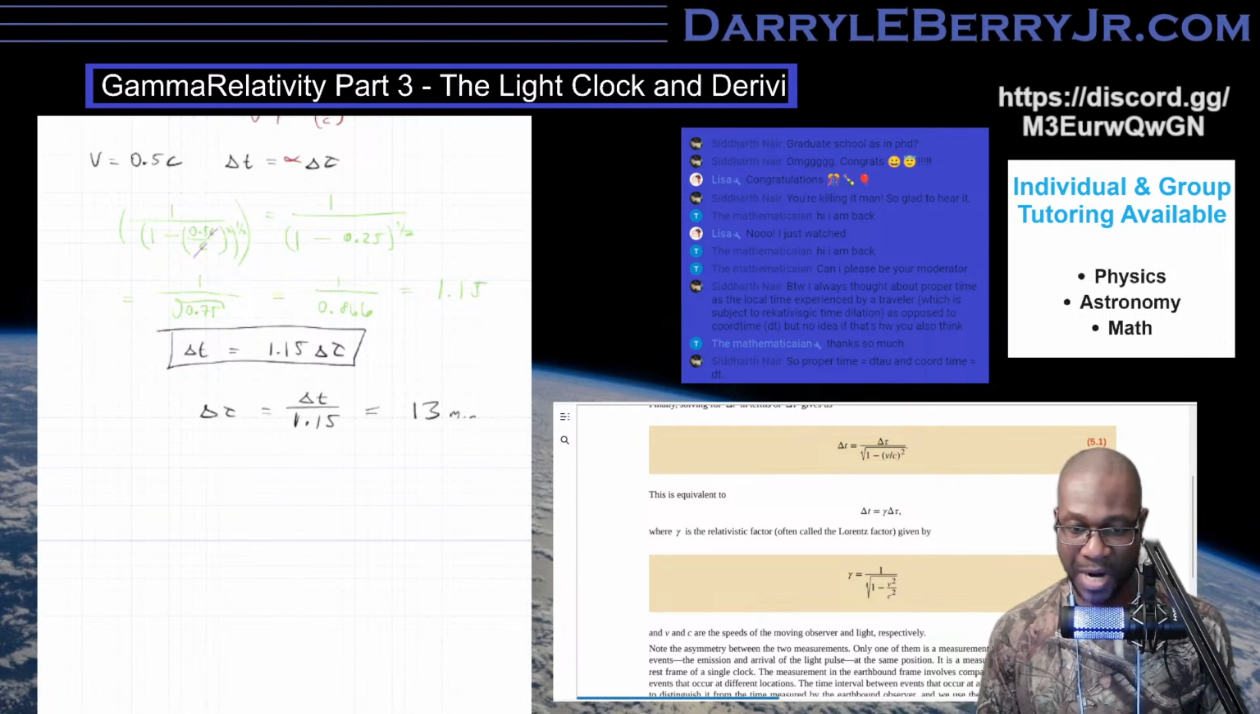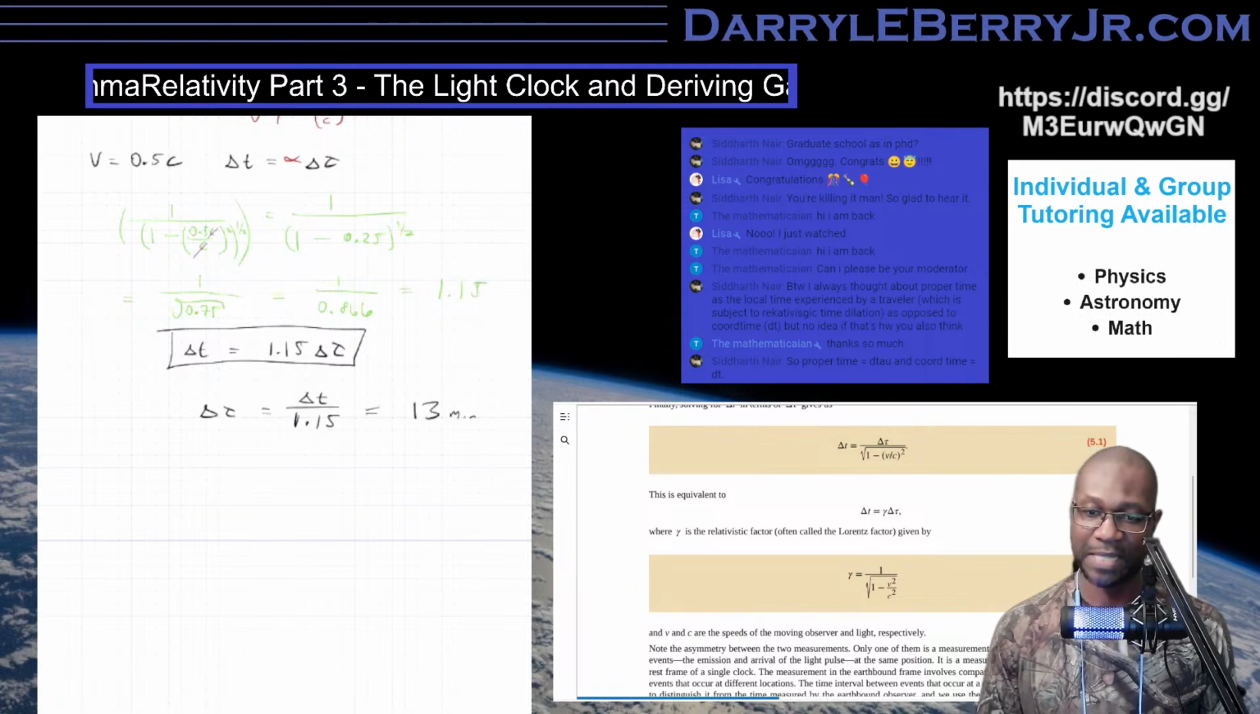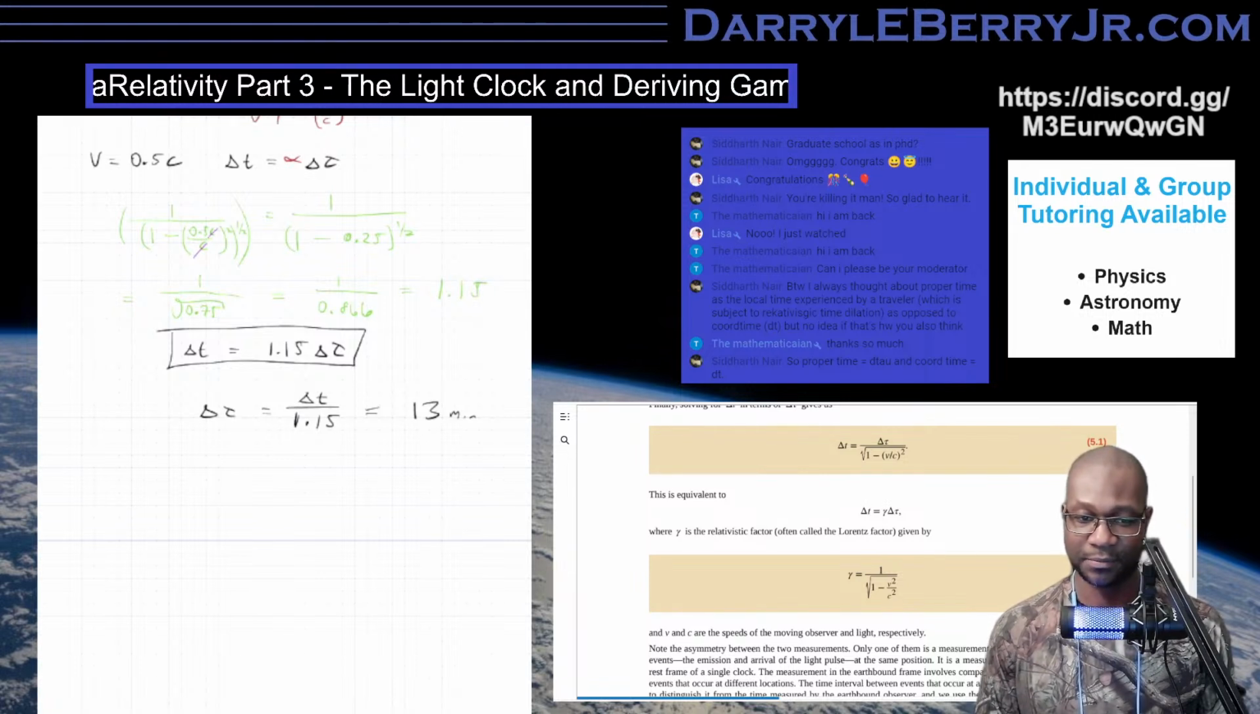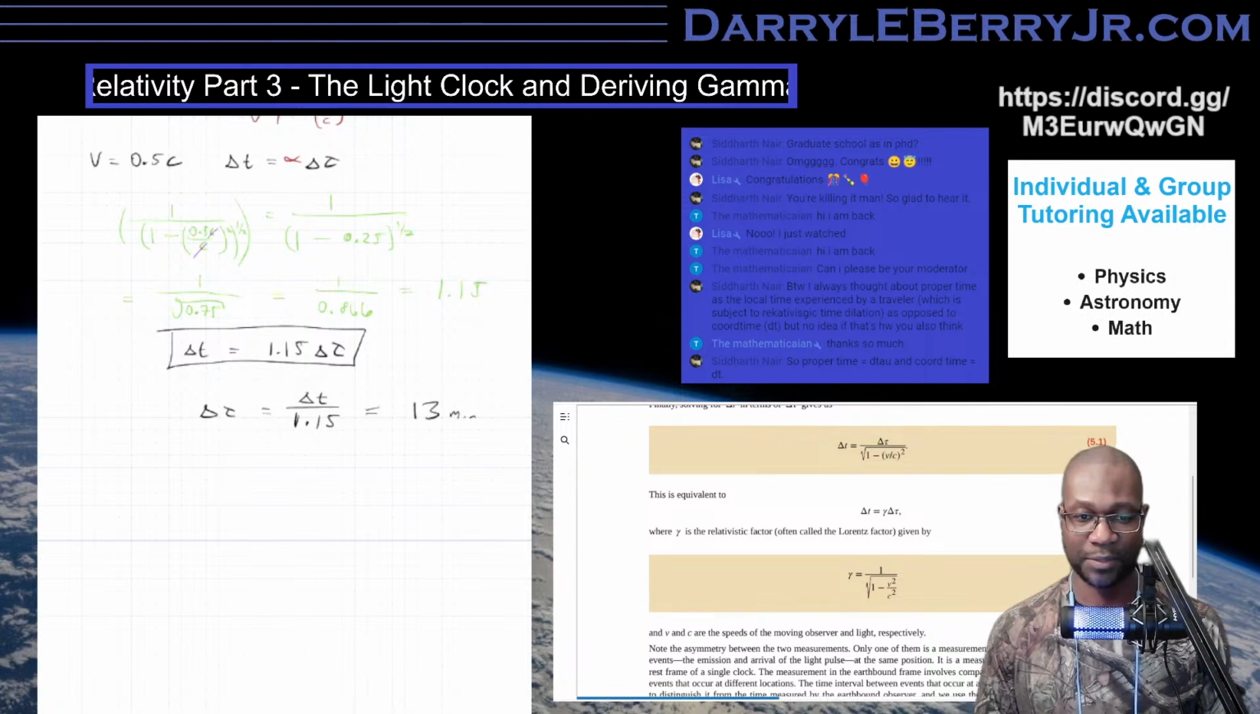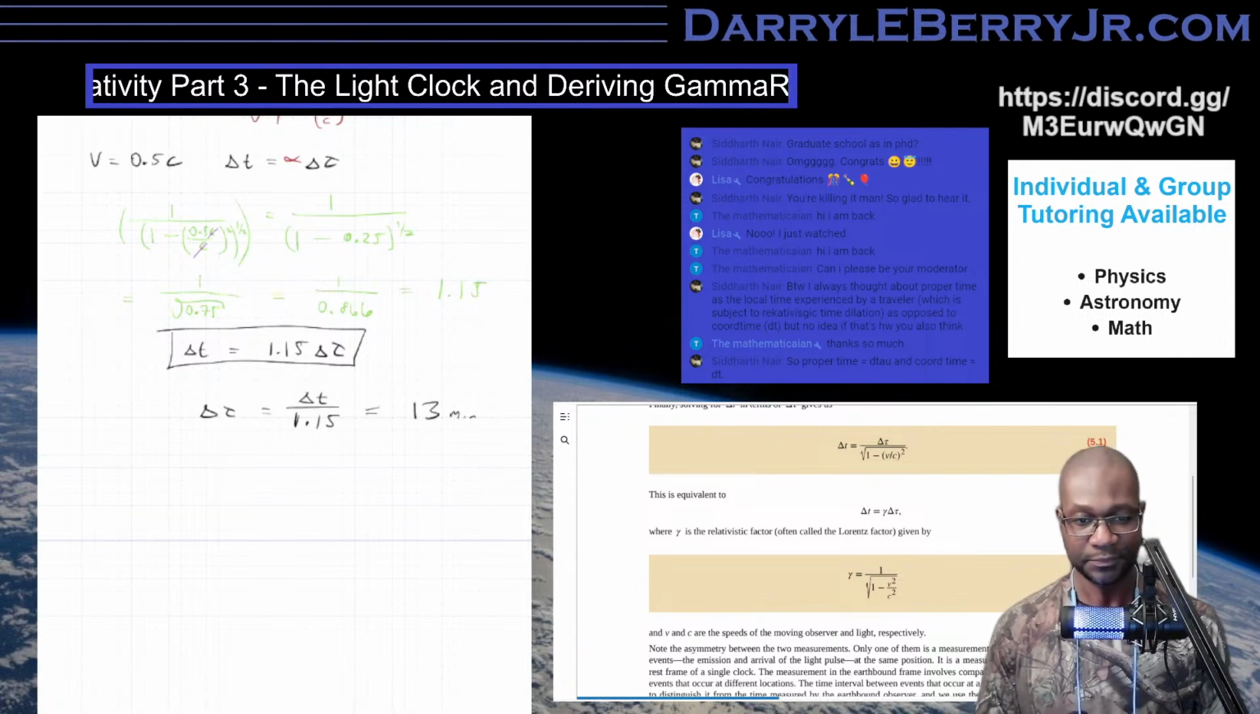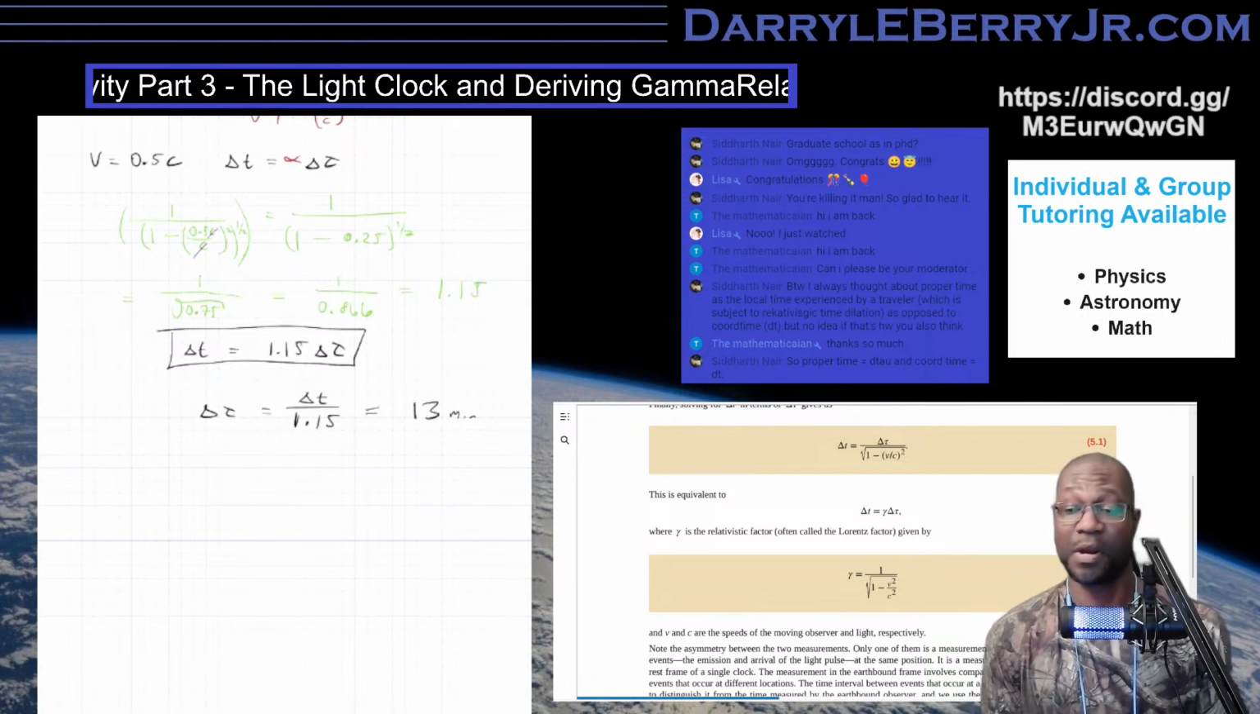And Siddharth says for proper time, d tau, and coordinate time, dt. Exactly. Let me actually make Siddharth a moderator as well while I'm making some moderators here. That is correct, which is very important.